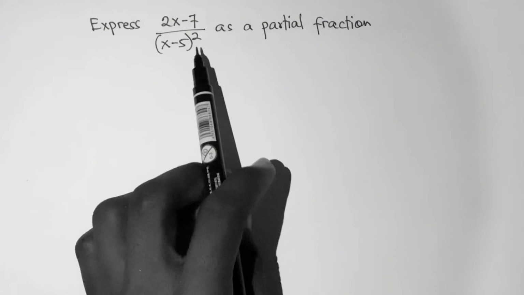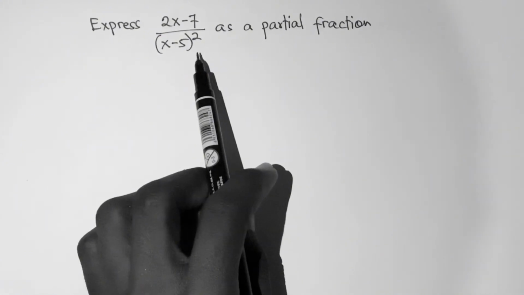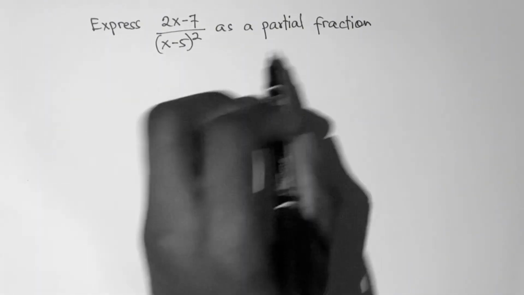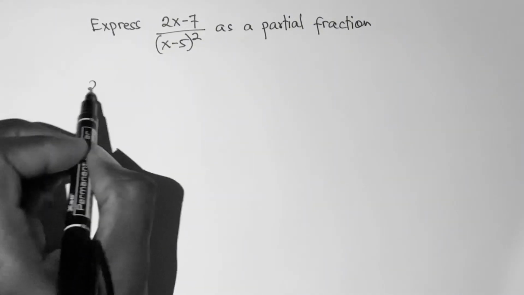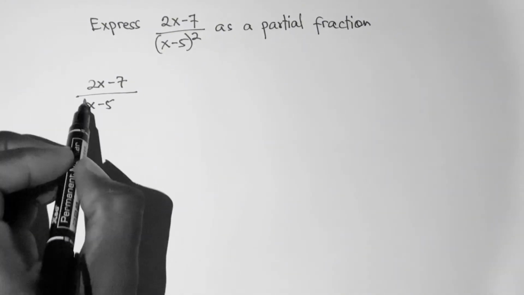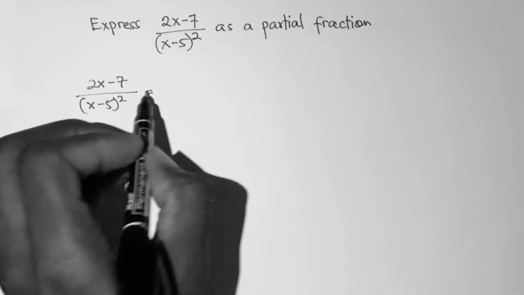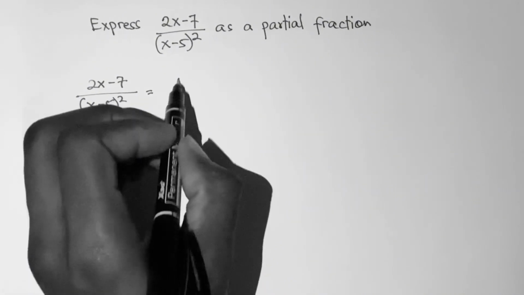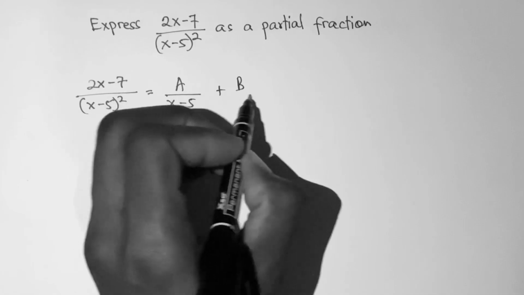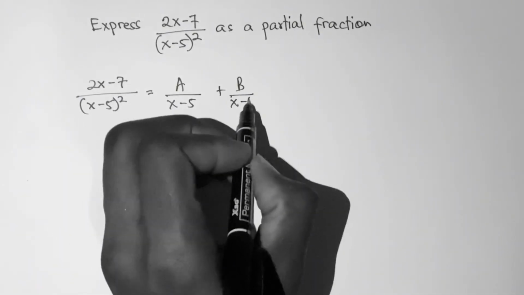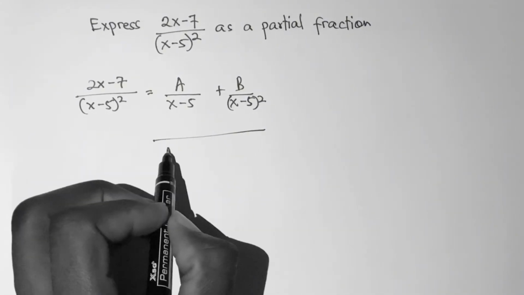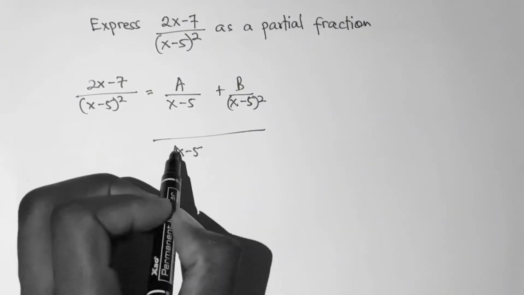Express 2x minus 7 divided by x minus 5 squared as a partial fraction. So now this is the case of repeated roots. So this is 2x minus 7 divided by x minus 5 squared. This can be written as a divided by x minus 5 plus b divided by x minus 5 squared. So if we do the LCM, it is x minus 5 squared.